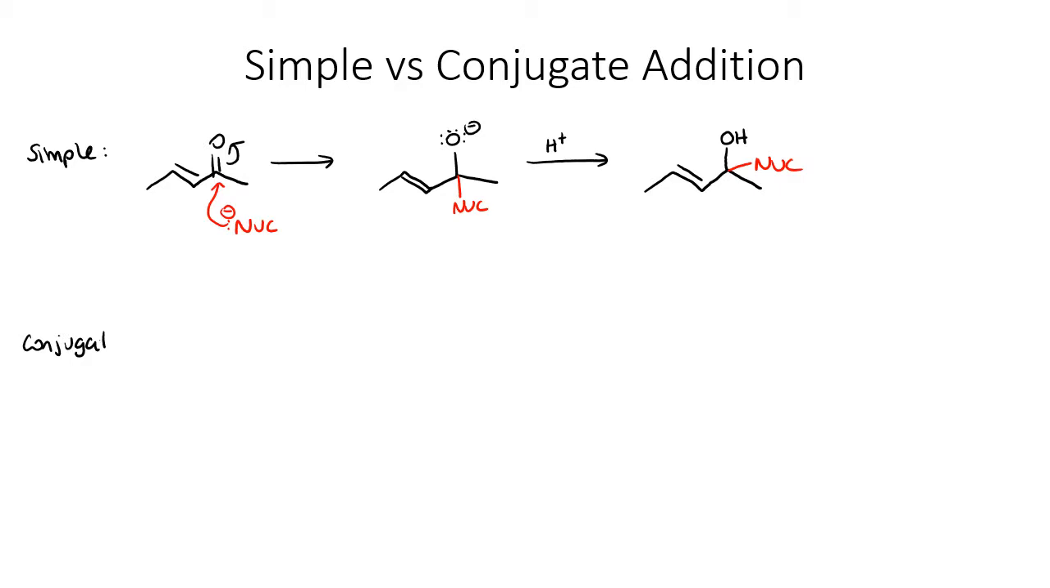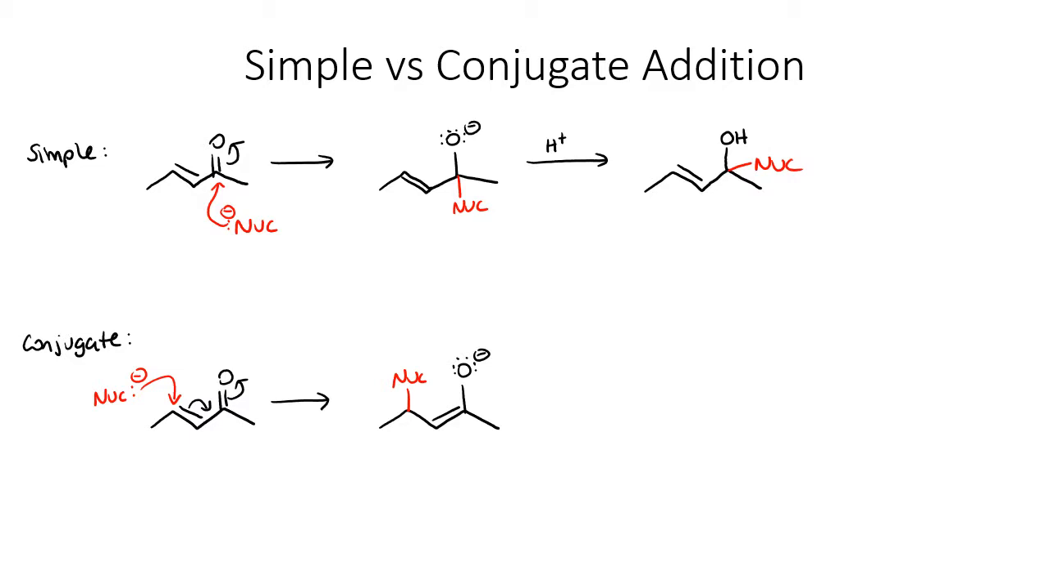For conjugate addition, we do involve the double bond. With conjugate addition, the nucleophile is going to come in and add to the beta carbon, because that's the one that has the partial positive charge. That's going to cause a cascade of electrons. This double bond is going to move over and then it's going to kick up the electrons onto the oxygen. So we've now added the nucleophile to the beta carbon.